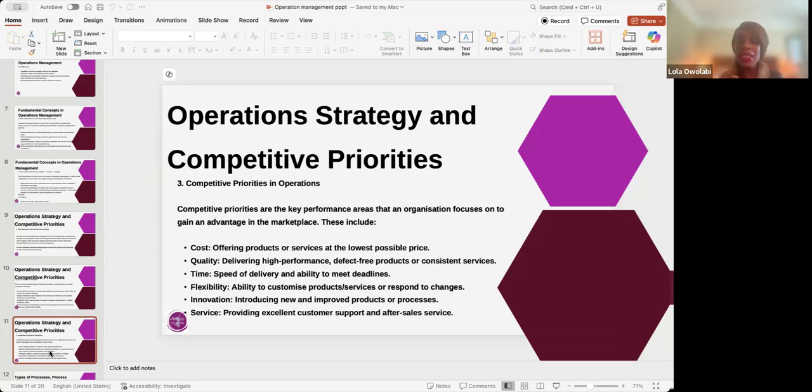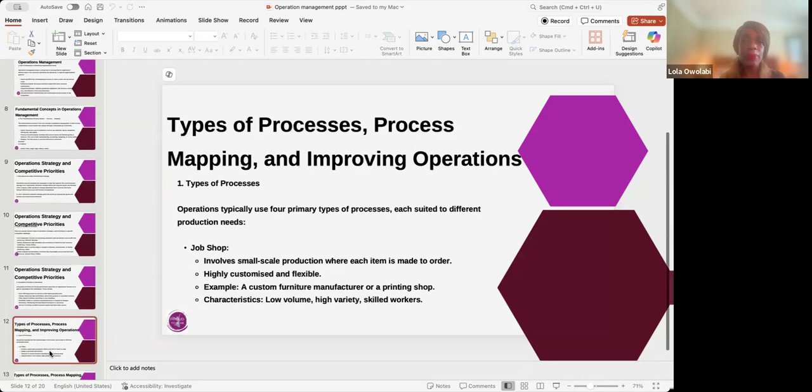And that leads us nicely into innovation, introducing new and improved products or processes. You can't be the same, like I said, unless you're Coca-Cola, they have a secret recipe hidden. And if you're not Coca-Cola, you've got to constantly up your game and think about how can we be more innovative. And then service. Service is powerful. You've got to provide excellent customer support and after-sales service.